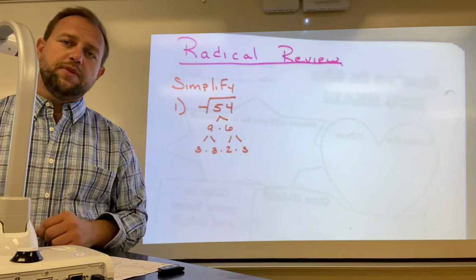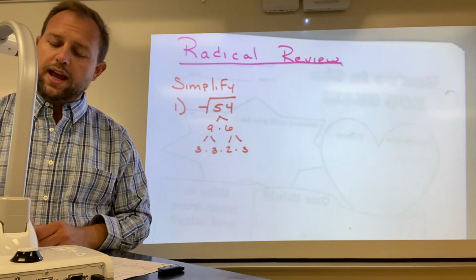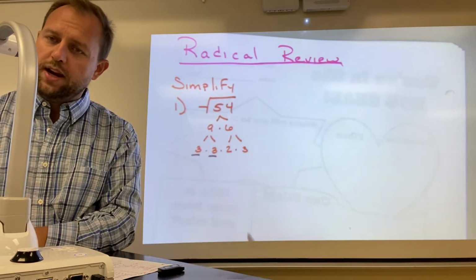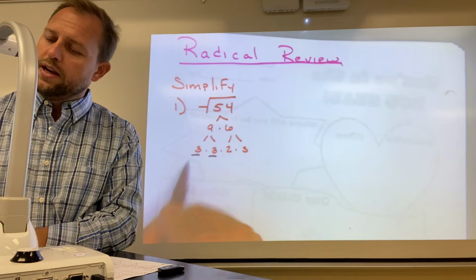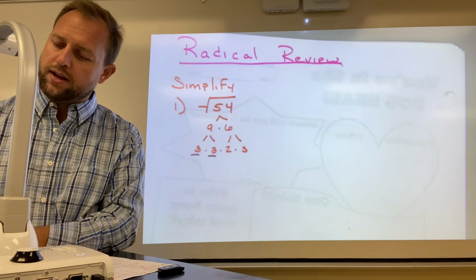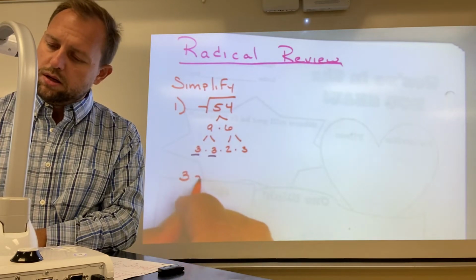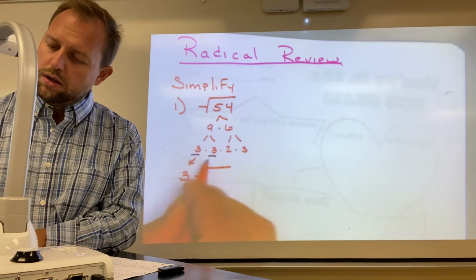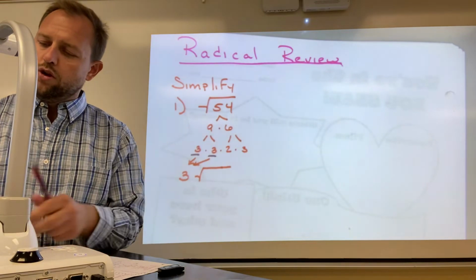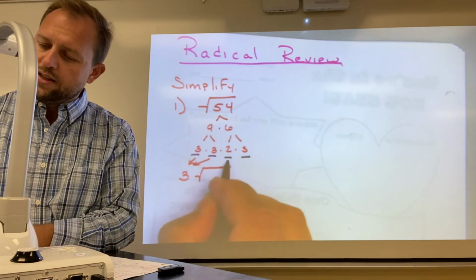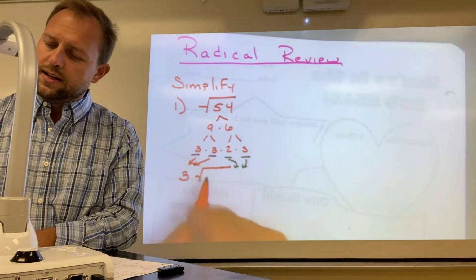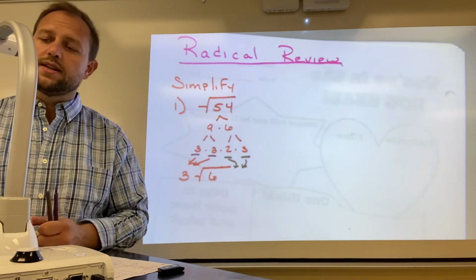Now remember, to pull something out from under the radical, we need to have a pair of them. So in this case, the pair of 3's comes out because that's 9, and the square root of 9 is 3. So the 3 will come to the outside of the radical. And what's remaining, the 2 and the 3, have to stay inside. So 2 times 3, what remains inside is the 6. So 3 root 6 is our solution.